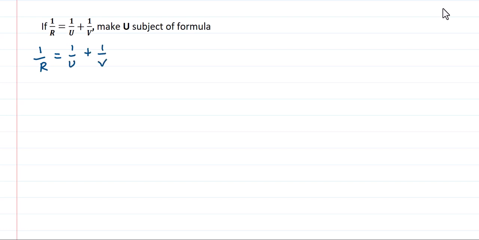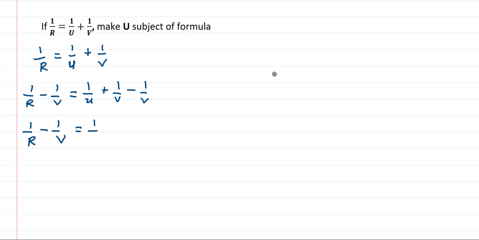What we'll simply do is to collect like terms or subtract 1 over v from both sides, because here is our u and the relationship connecting u and this other fraction is a plus. So let's subtract. Okay, from this point, we now have 1 over r minus 1 over v is equal to 1 over u plus 1 over v minus 1 over v. So 1 over v cancels out, and then we are left with 1 over r minus 1 over v is equal to 1 over u.